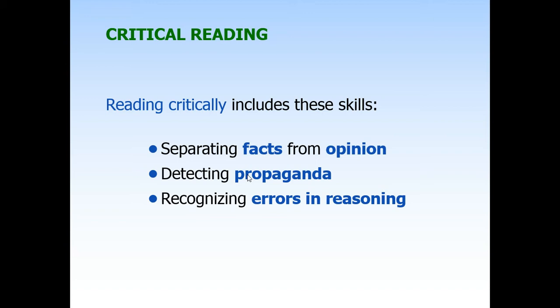A couple of things when reading critically. Any critical reader has to be able to separate fact from opinion, detect propaganda, and recognize errors in reasoning. So you have to be able to do all types of those things, and again, that means asking yourself questions as a reader. We're going to go through some various skills and processes of thinking throughout this presentation. I will go over this relatively quickly.